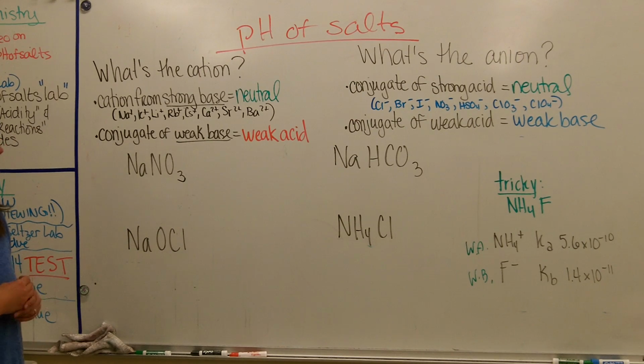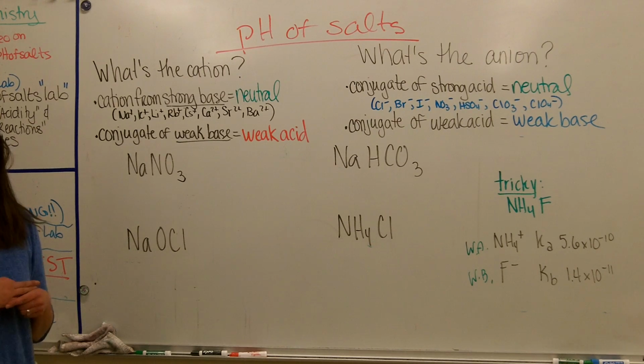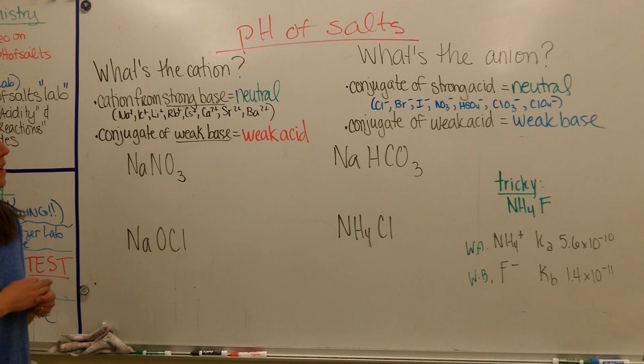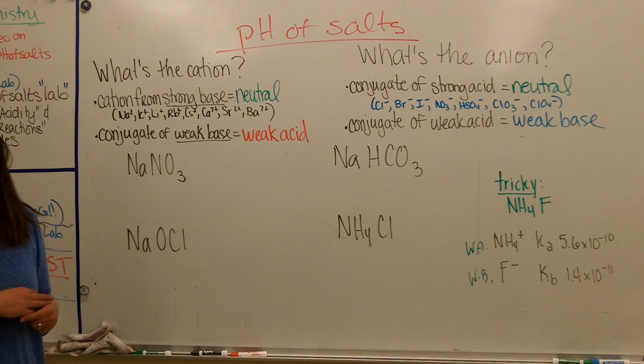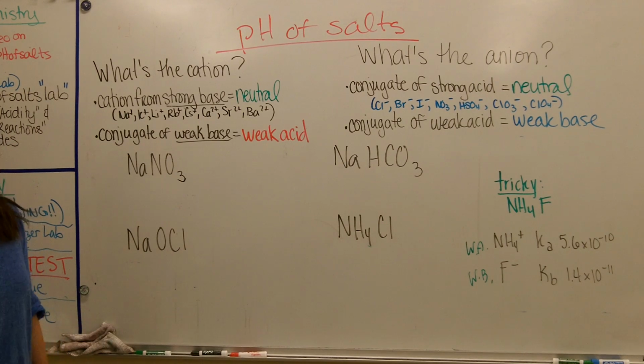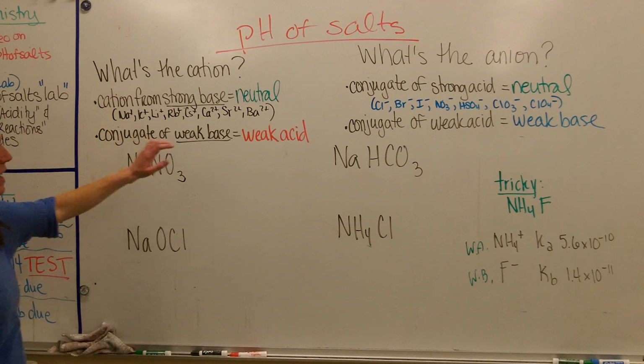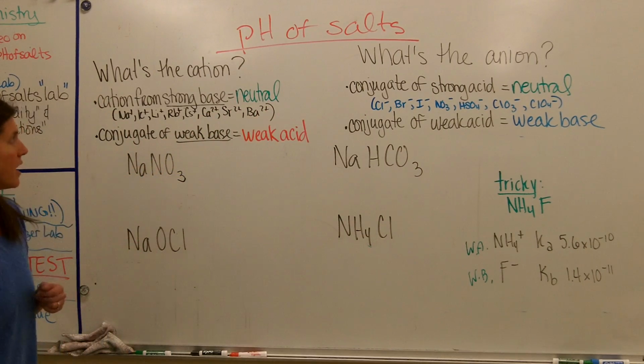So the definition of a salt is the compound that is made during an acid-base neutralization reaction. And although we call those neutralization reactions, the salts that we make are not always going to be neutral. Salts are ionic compounds, and so when you're trying to analyze a salt, you want to break it down and ask yourself, what's the cation and what's the anion?